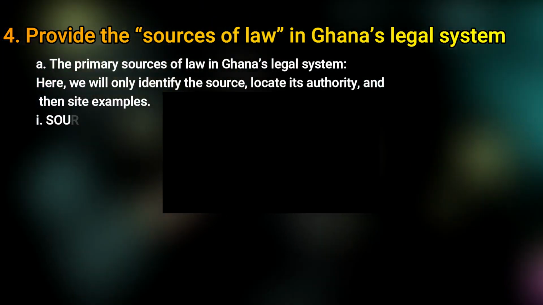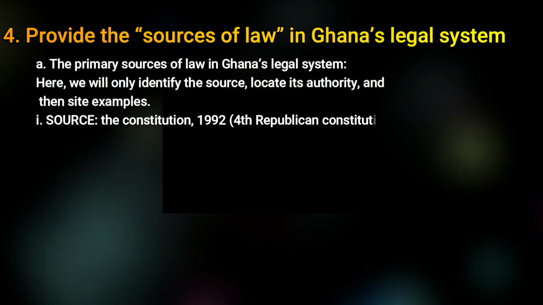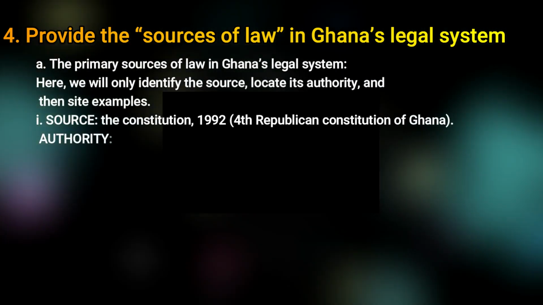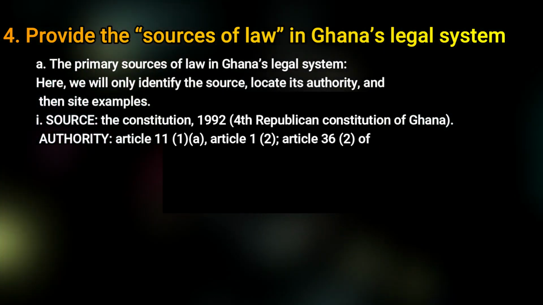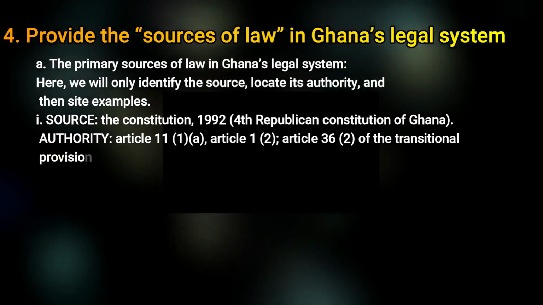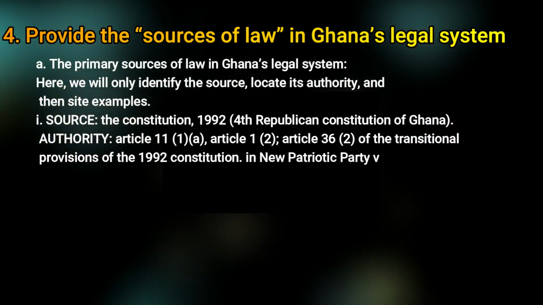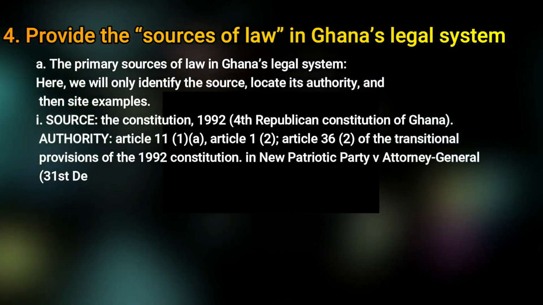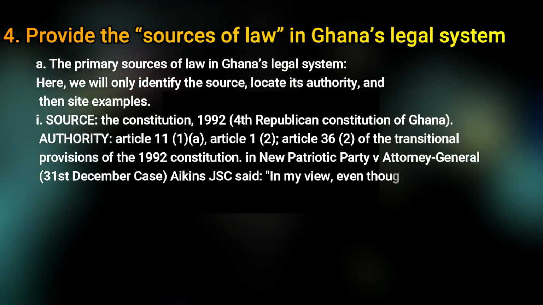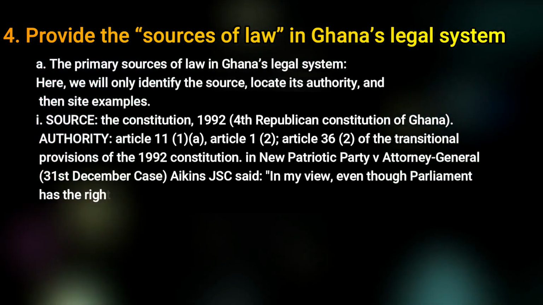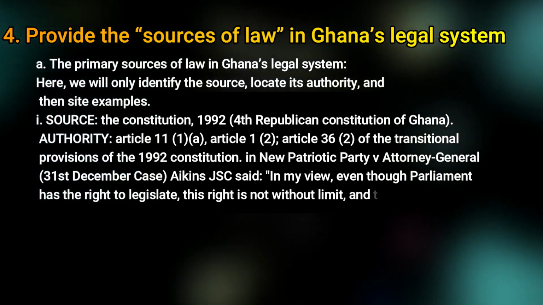The first primary source of law in Ghana's legal system is the Constitution 1992, that is the Fourth Republican Constitution of Ghana. This can be found under Article 11(1)(a), Article 1(2), and Article 36(2) of the Transitional Provisions of the 1992 Constitution. That is, Article 11(1)(a), Article 1(2) of the 1992 Constitution, and Article 36(2) of the Transitional Provisions of the 1992 Constitution, to clear all doubts.